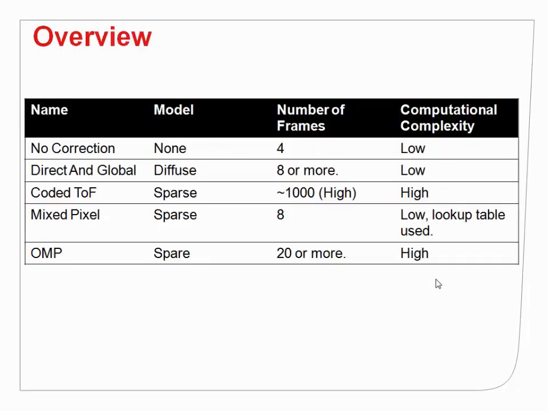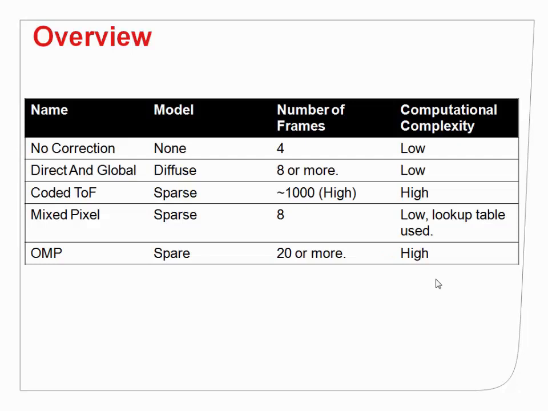So this table gives you a quick overview of the methods for resolving multipath interference that we're going to look at. When you have no correction, the number of frames you need is 4, because you need at least 3, normally 4 raw frames to compute a depth frame. When you're using direct and global, you need at least 2 depth frames, so you need at least 8 raw frames. For coded time of flight, you need at least 1,000.